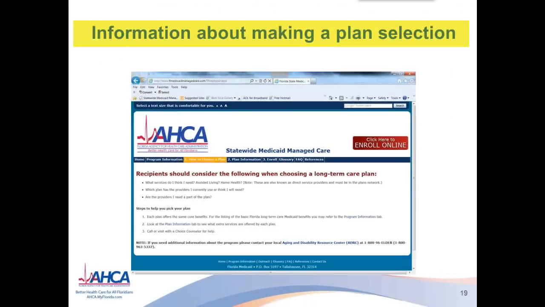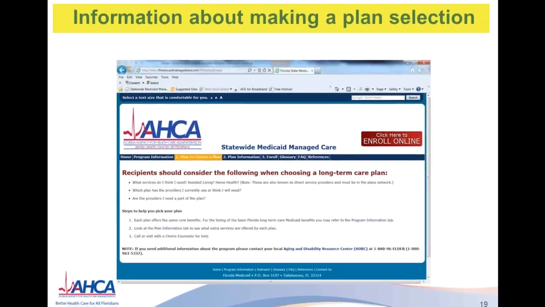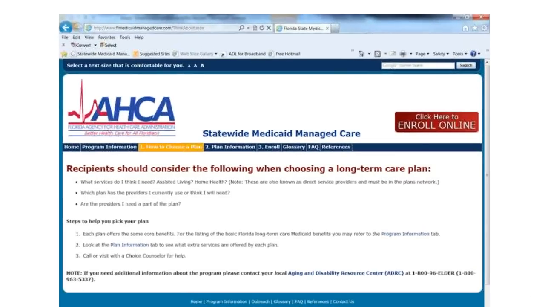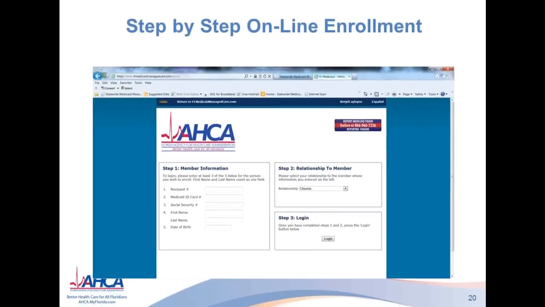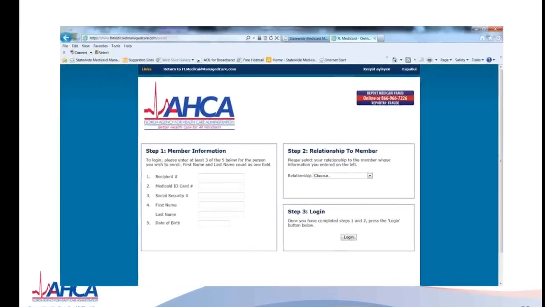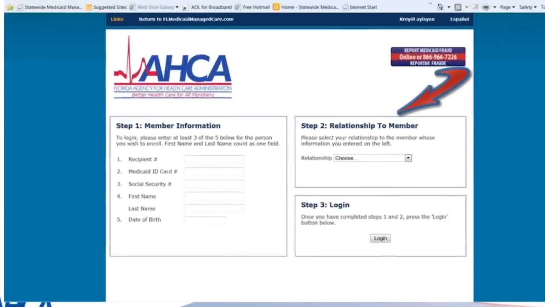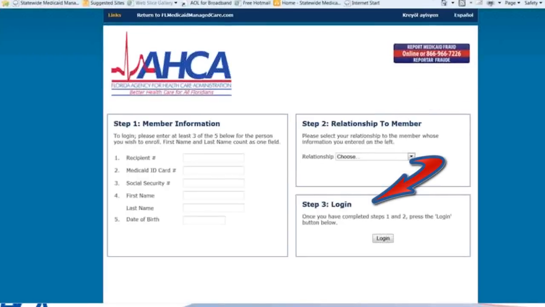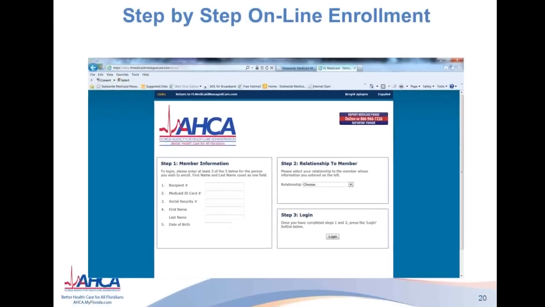There is information about how to make a plan selection, and questions that should be considered when making a plan choice. In order to enroll online, there's a verification process in which 3 of 5 pieces of information must be provided. If the member themselves are not enrolling, you must identify your relationship to the member, and then you can log on and proceed with the enrollment.